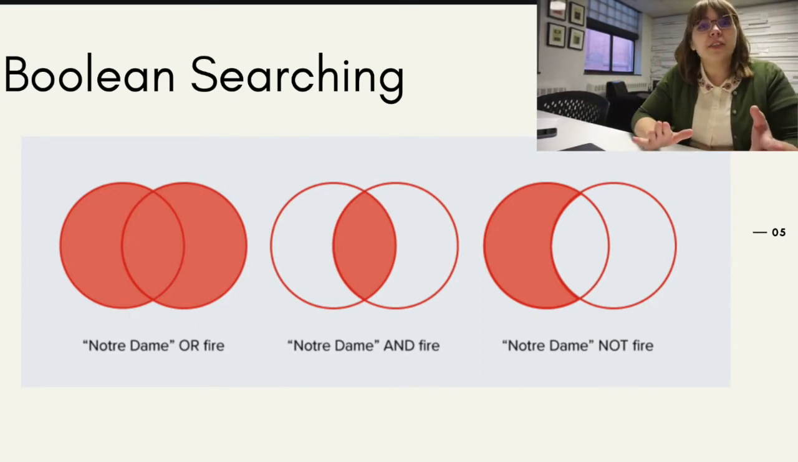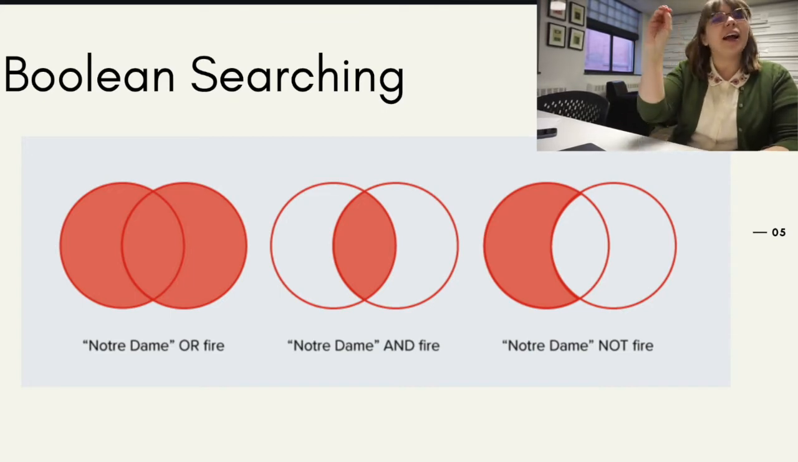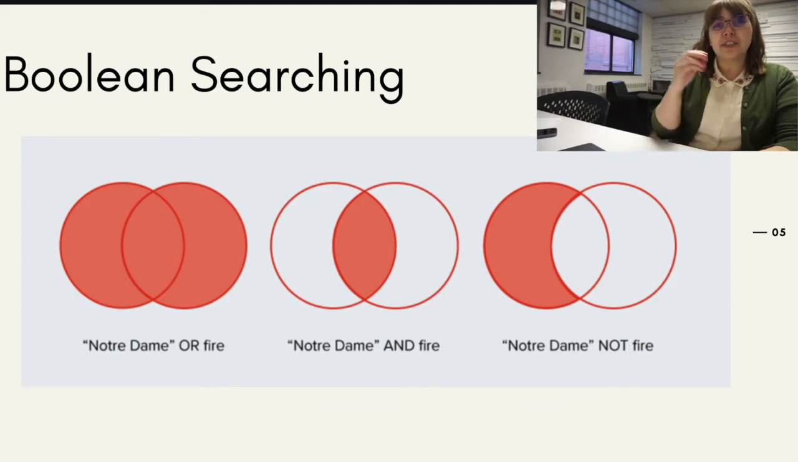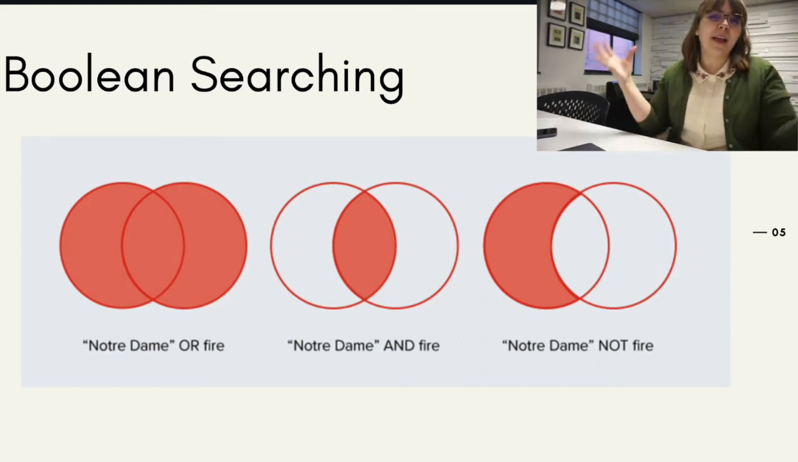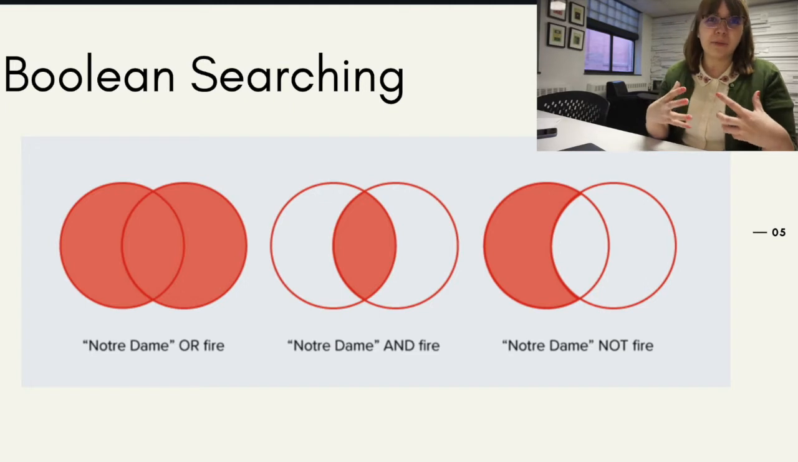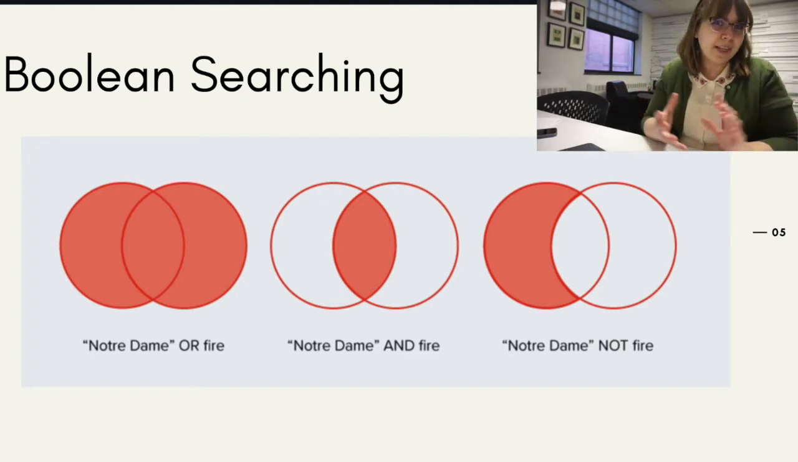And so using the Boolean searching, I'll show you once we get actually onto the library website how that can be used. But using the Boolean searching is really helpful in either expanding or narrowing your results. And it's always something that's built into the databases in the library website. So that's always helpful too.